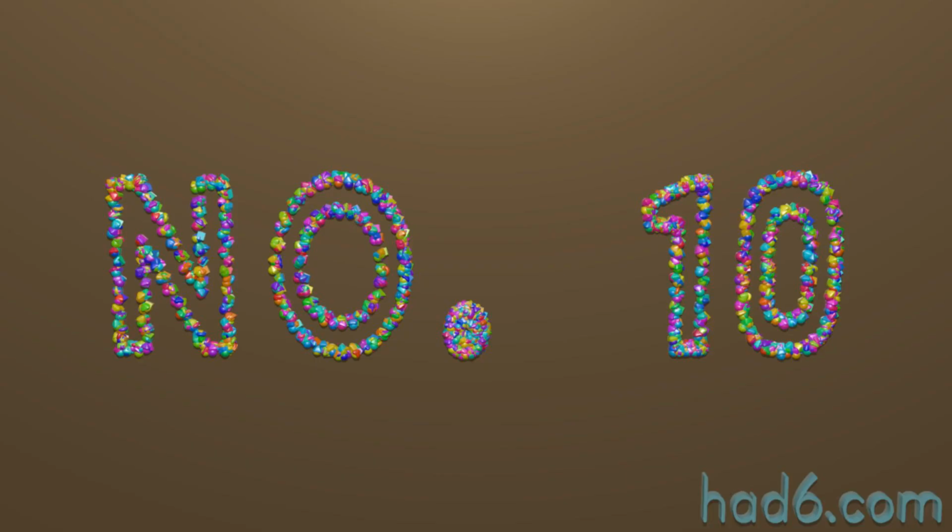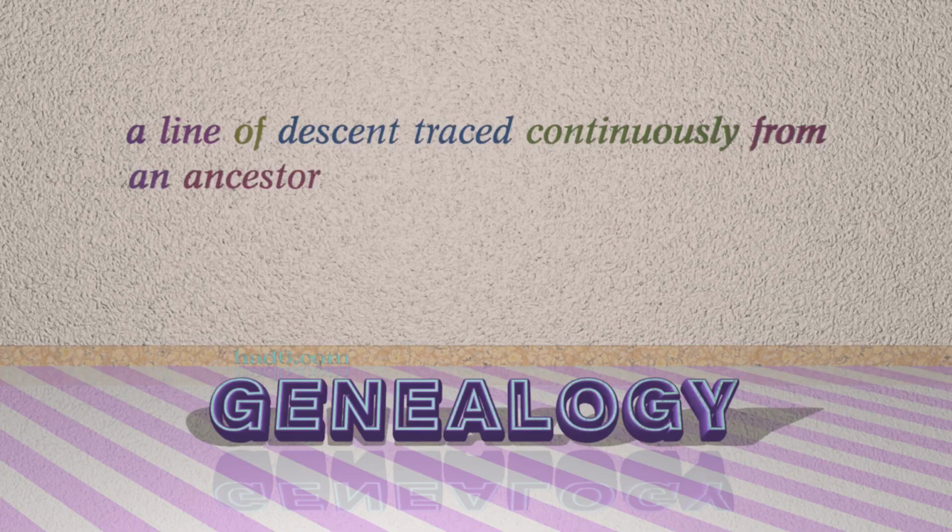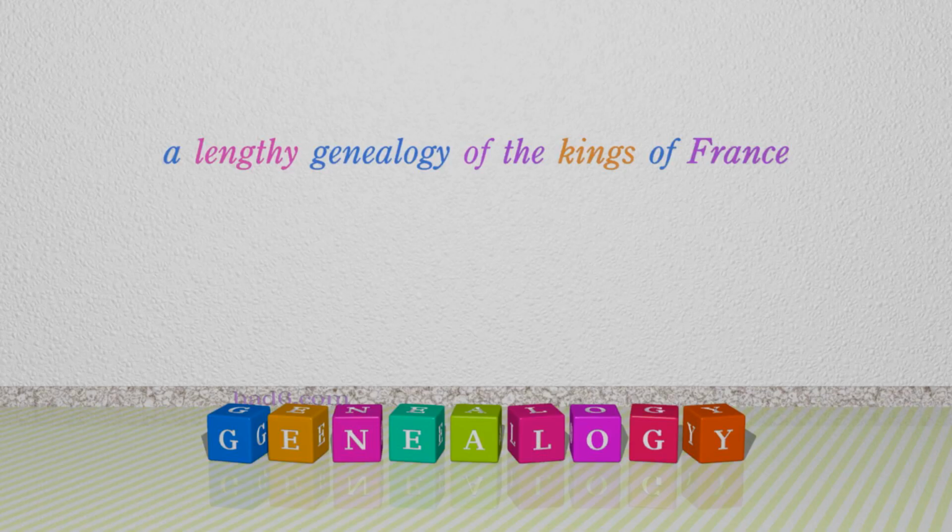Number 10. Genealogy, which means a line of descent traced continuously from an ancestor. Genealogy. For example, a lengthy genealogy of the kings of France.